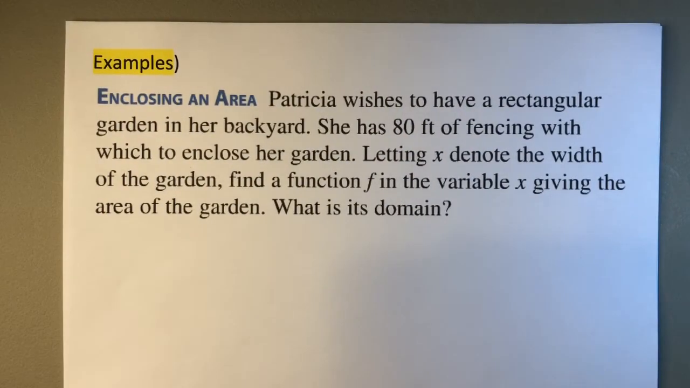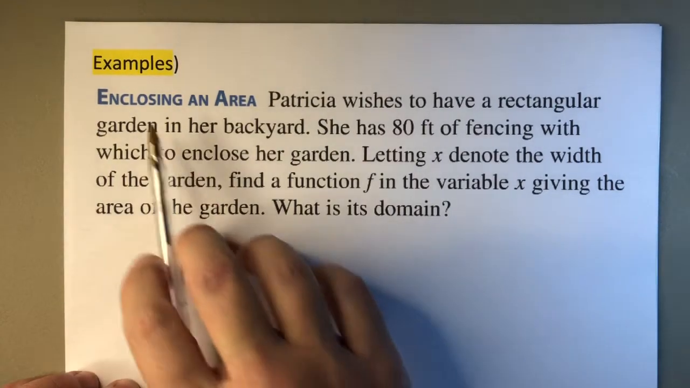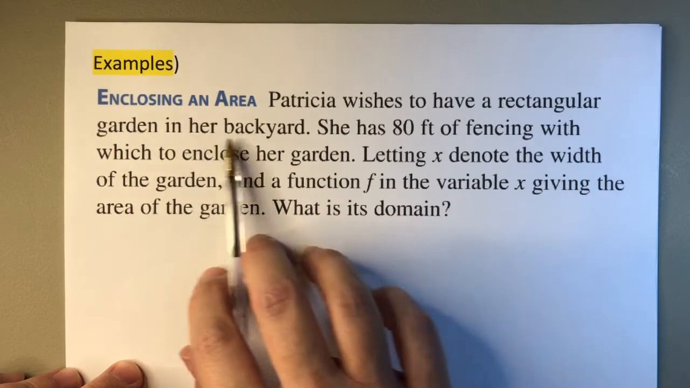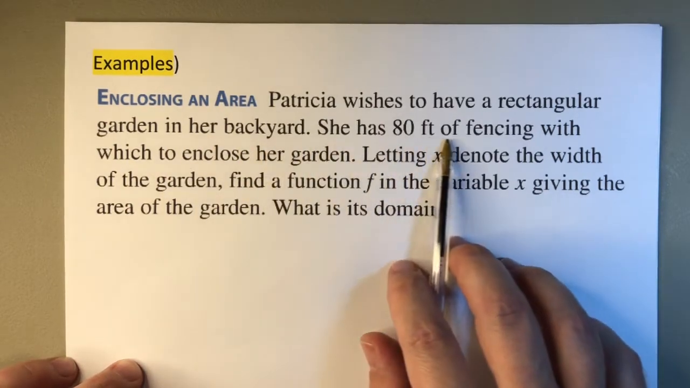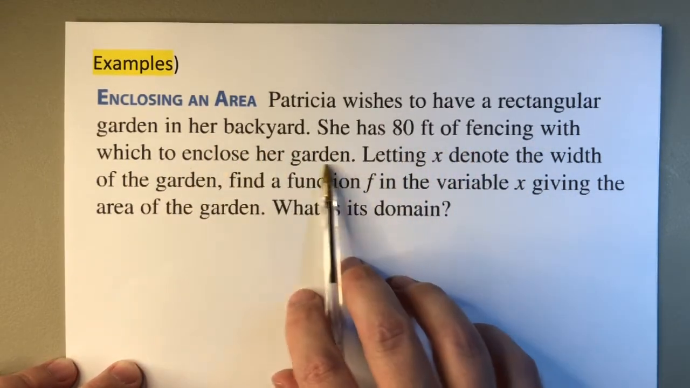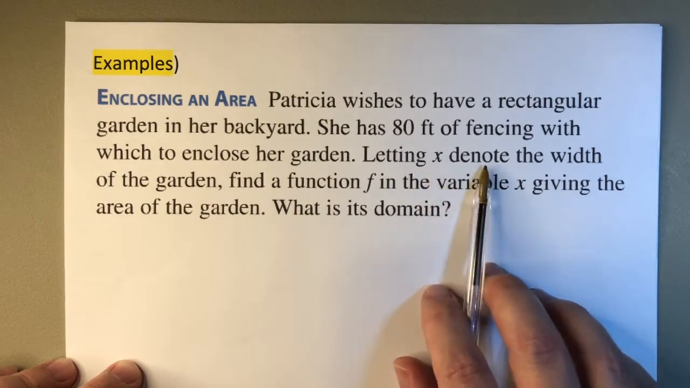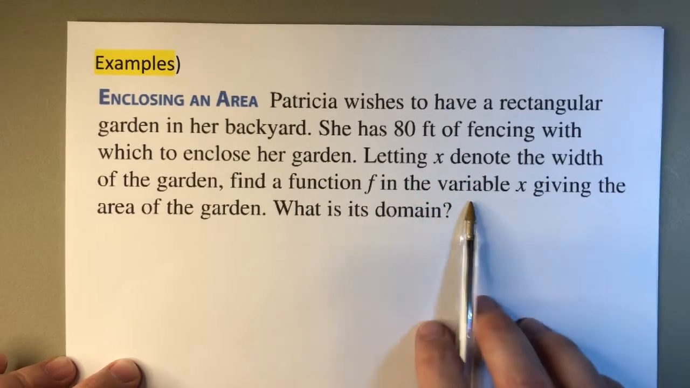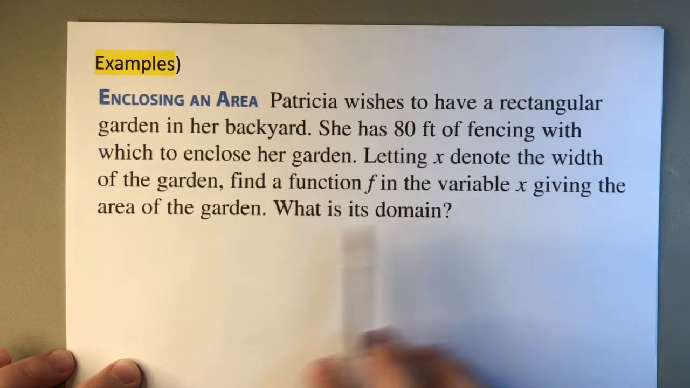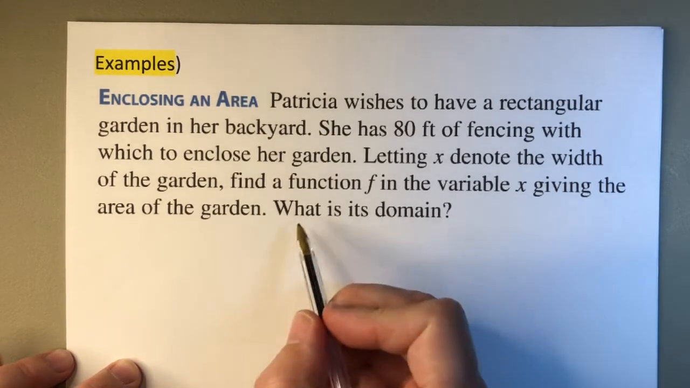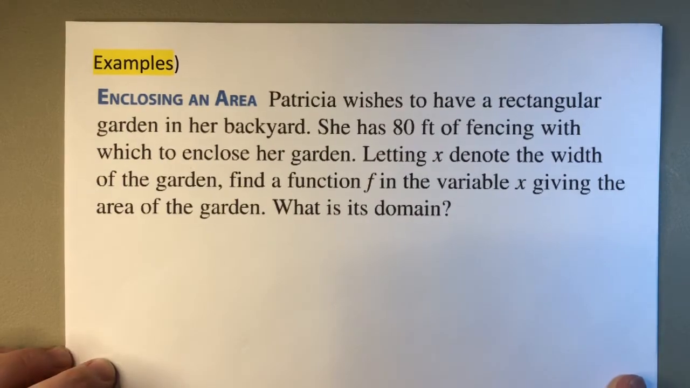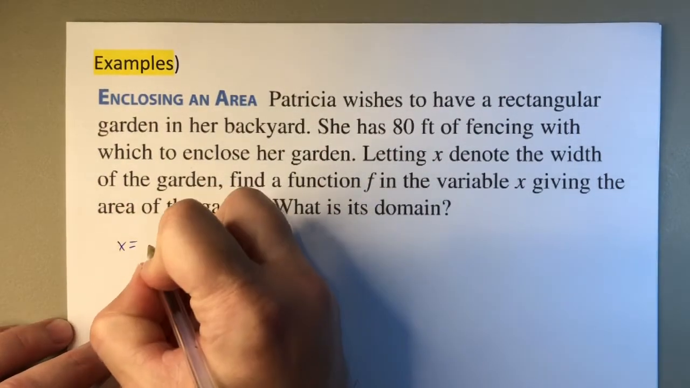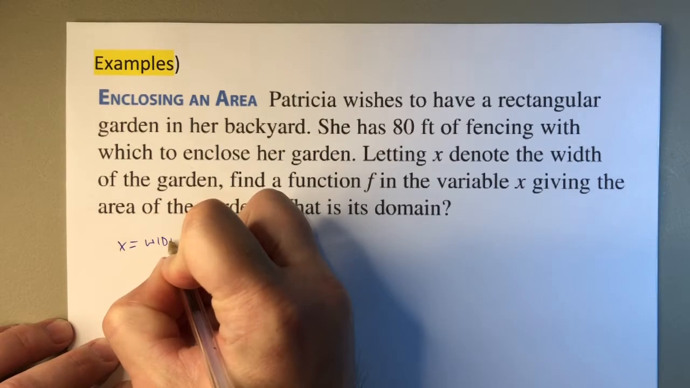Okay, let's take a look at our first example. Enclosing an area. Patricia wishes to have a rectangular garden in her backyard. She has 80 feet of fencing with which to enclose her garden. Letting x denote the width of the garden, find a function f in the variable x, giving the area of the garden, and then what is its domain? Okay, so first thing is we're going to let x be equal to the width of the garden.